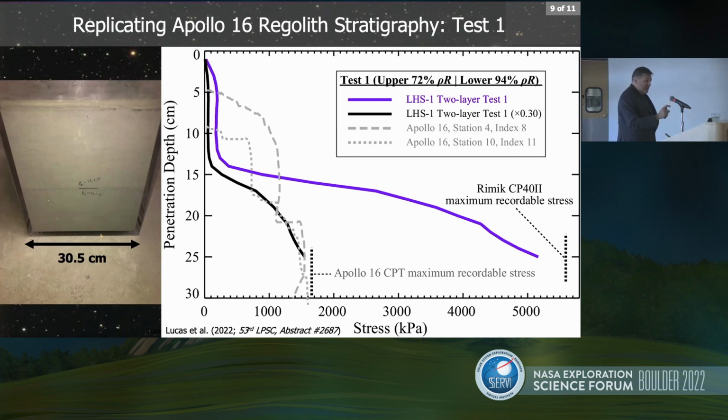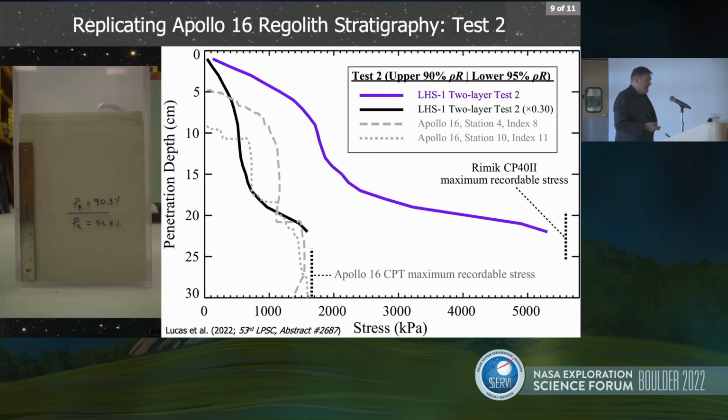And interestingly, the reduction factor is not 1/6. It turns out to be about 0.3, which is the black curve. And we then compare that black curve to those measured in situ during Apollo 16, which are the gray dashed and dotted curves. And you can see that we did a good job of replicating the properties of the lower layer, but we undershot the resistance values for the upper layer.